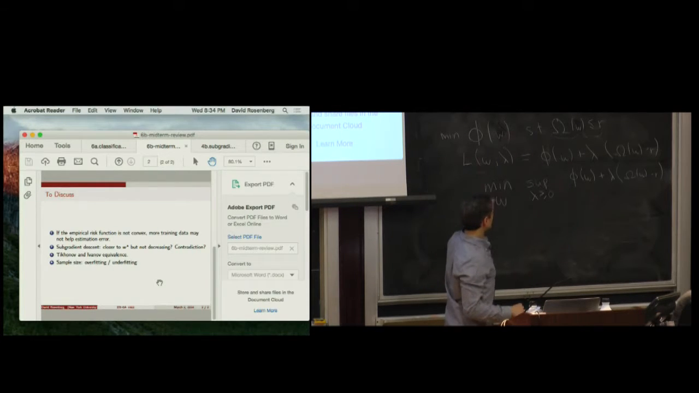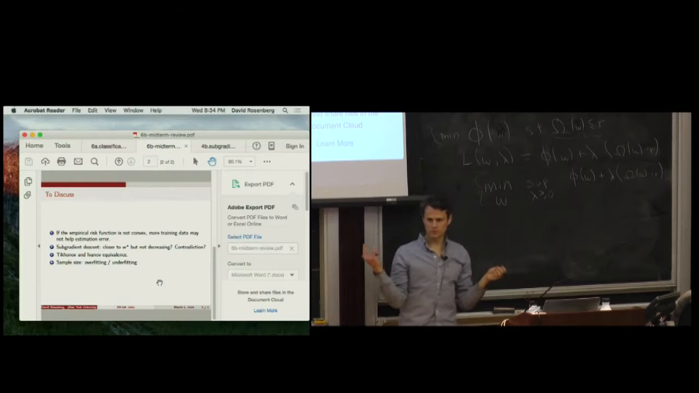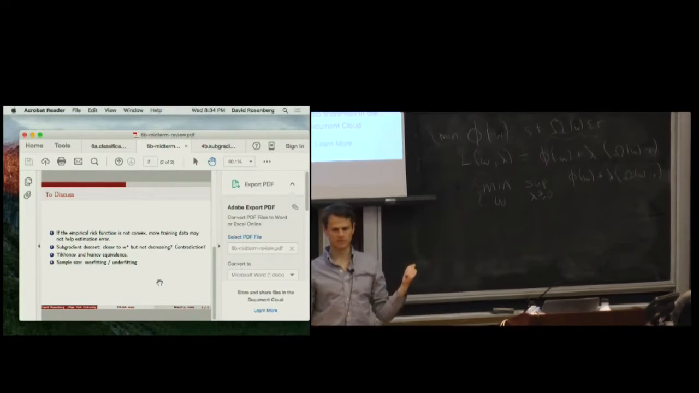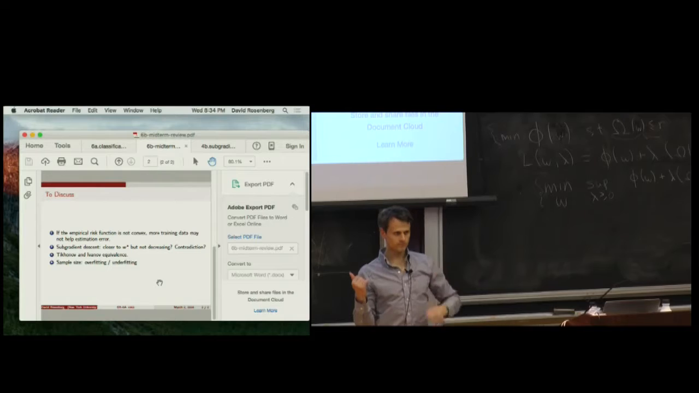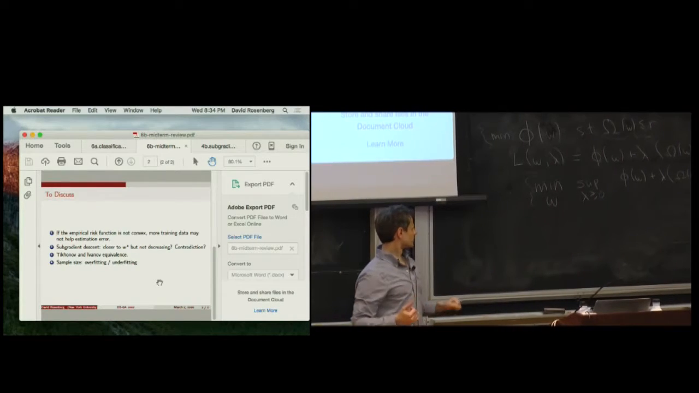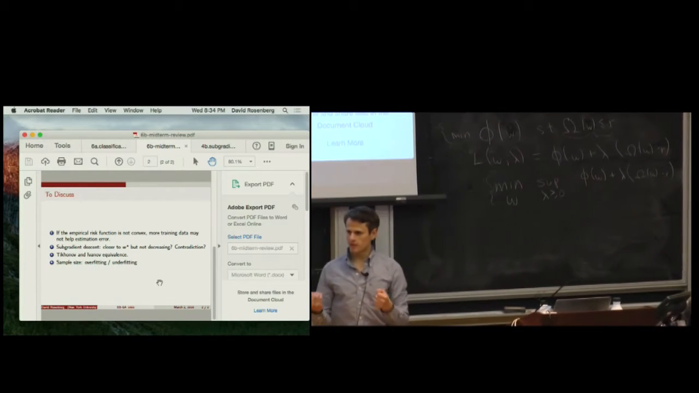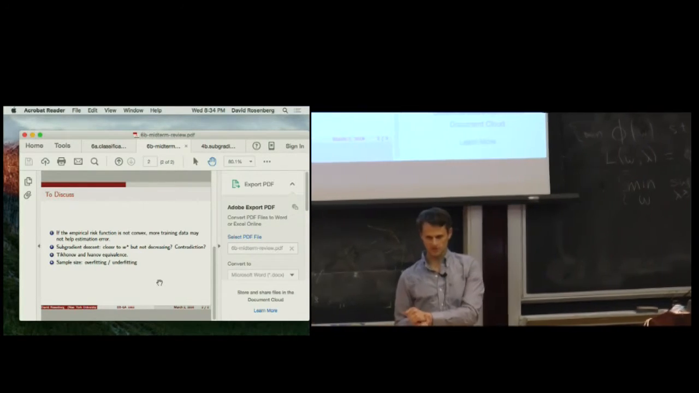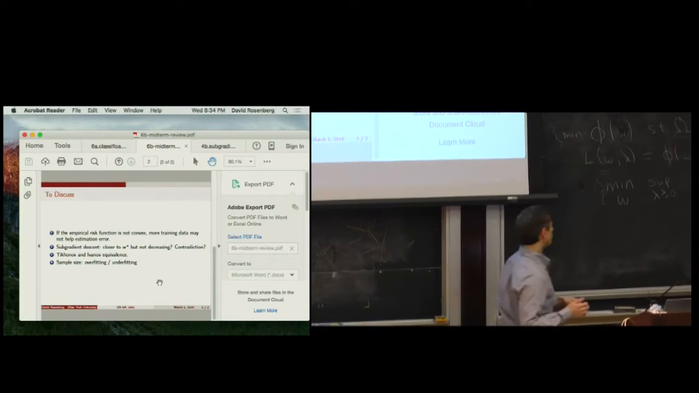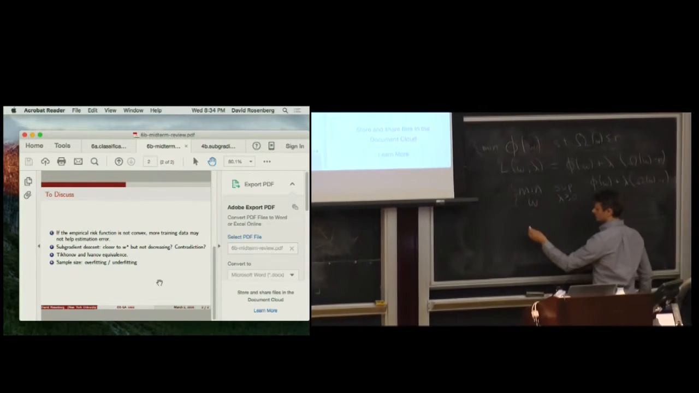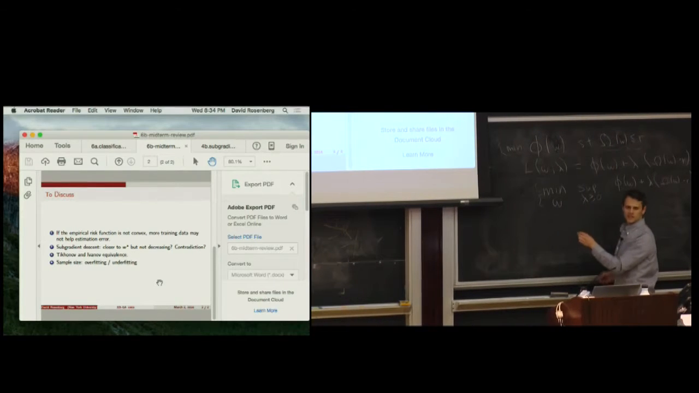Now let's work this through. So I claim the solution of this is the same as the solution to this. So there's two cases. What are the two cases that we need to consider to see this connection? Let's break up the world of W into two possibilities. There's W that satisfies the constraint and W that doesn't satisfy the constraint, right? So suppose W does not satisfy the constraint. So what's not satisfying the constraint mean? Omega of W is greater than R, okay.